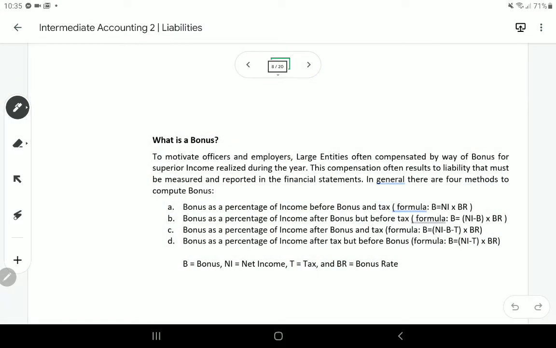So next. What is a bonus? Okay. So bonus class, okay, to motivate officers and employers, most of the time, large entities, multinational companies, blue chip companies, often compensate their officers, okay, by way of bonus, no, to motivate na to hit the target, to generate higher income, okay. Large entities often compensate by way of bonus. Okay?